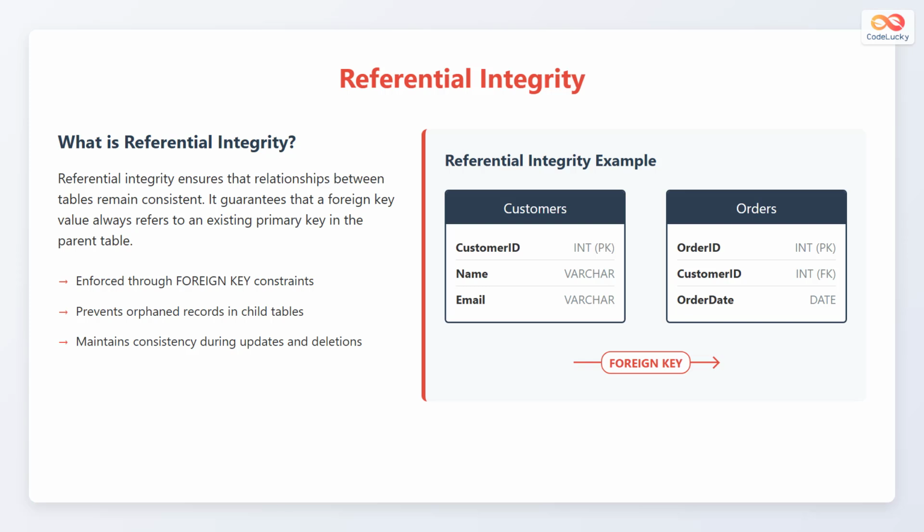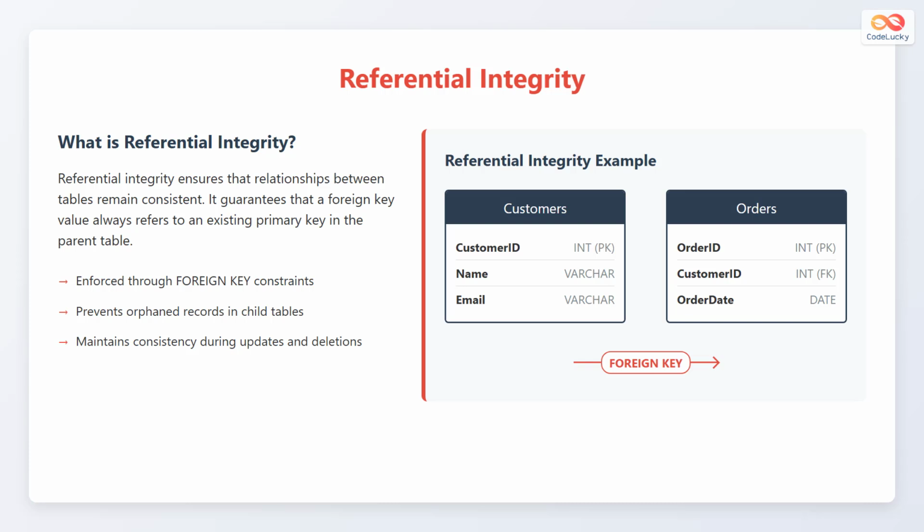Referential integrity ensures that relationships between tables remain consistent. It guarantees that a foreign key value always refers to an existing primary key in the parent table. It is enforced through foreign key constraints, prevents orphaned records in child tables, and maintains consistency during updates and deletions. Here is an example of referential integrity.